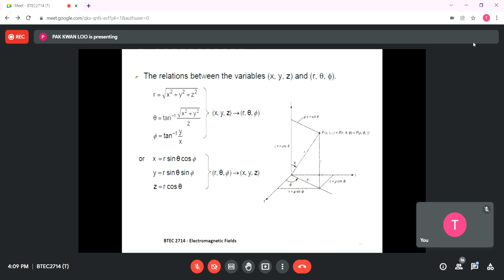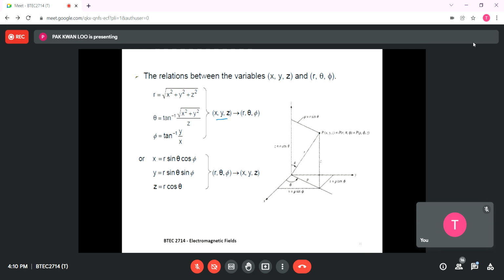So this is what we have, and this is the relation of how we find it. Let's say we are given the coordinates x, y, z, and how are we going to transform to spherical coordinates by using this formula.